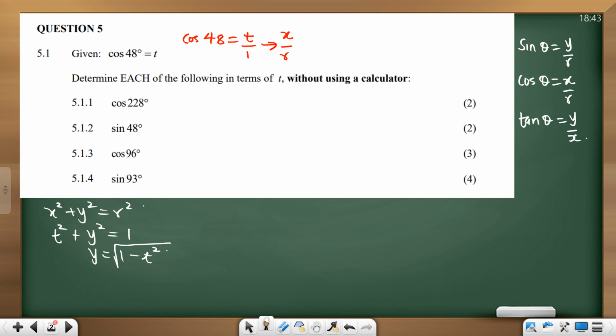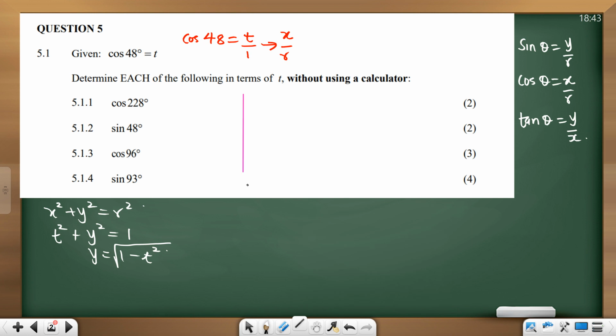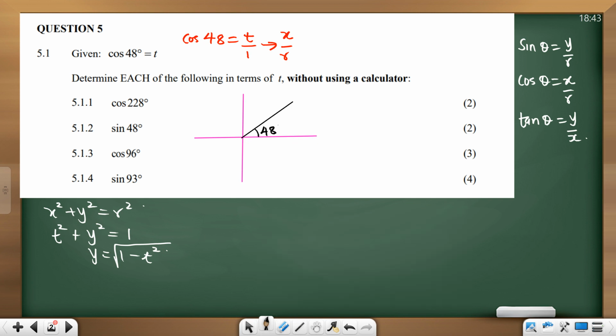If you are not sure, always draw. Do we agree that we are in the first quadrant, guys? Because 48 is in the first quadrant. Check that. What do we have here? We have 48, we have our y, we have our x. Our y, therefore, has to be positive: root of 1 minus t squared. Guys, the rest now is just playing around with things. We have our x, we have our y, we have our r. Does that make sense to you?